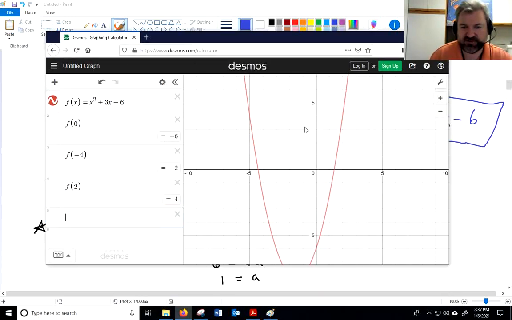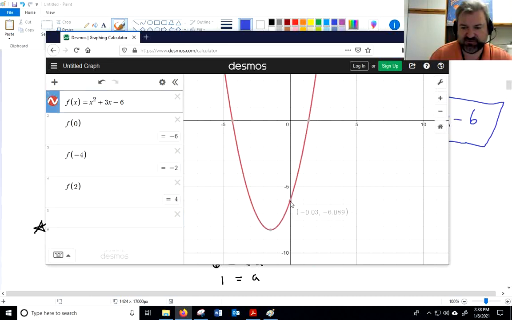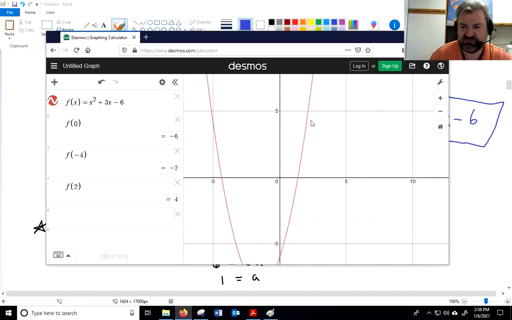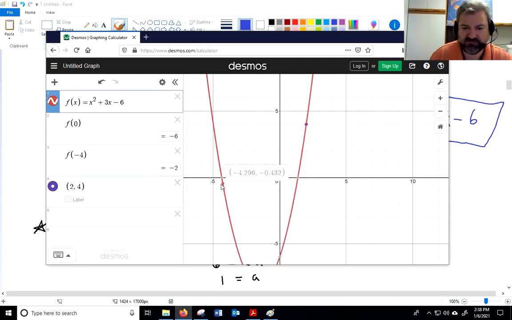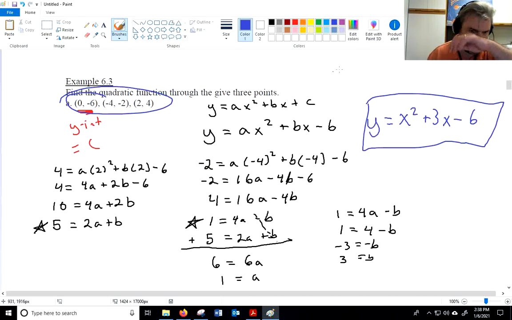And you can see that that graph is definitely going through each one of those. There's 0, negative 6. There is 2, 4 right there. Somewhere around there. Well, there it is. And then at negative 4, we'll see here, we should have negative 2. Yeah, right there. Okay, so I think we did a good job.